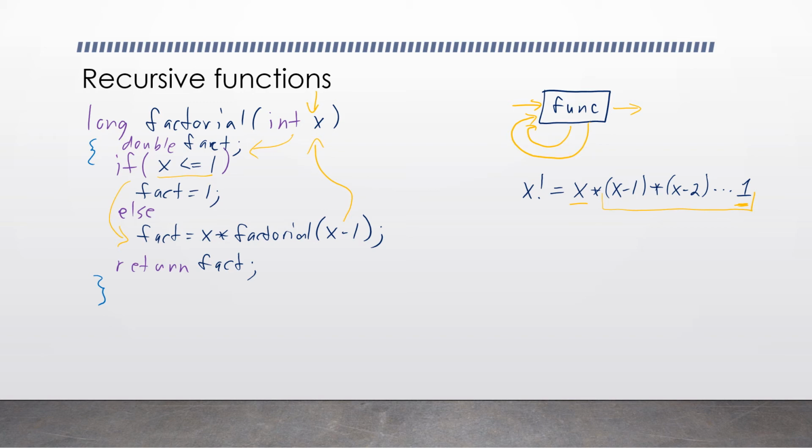Eventually, x minus 1 will come down to 1. We'll return fact equals 1, and then we'll start running the whole series backwards, resolving factorial of 1, factorial of 2, factorial of 3, factorial of 4, until we get to x. And then that will all multiply together to form factorial, and we'll return factorial as a long. So I was wrong here. I should have declared this as a long factorial.